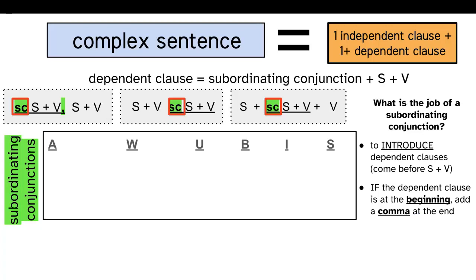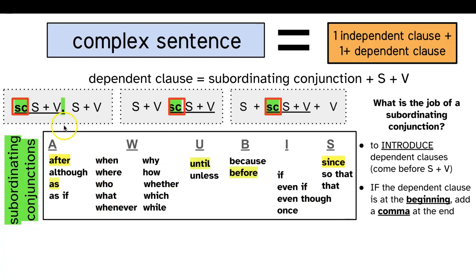And so I want you to take a second right now, pause the screencast, and write as many subordinating conjunctions as you can without looking at your list. Your goal is going to be to get to 15. When you have your 15, go ahead and continue the screencast.